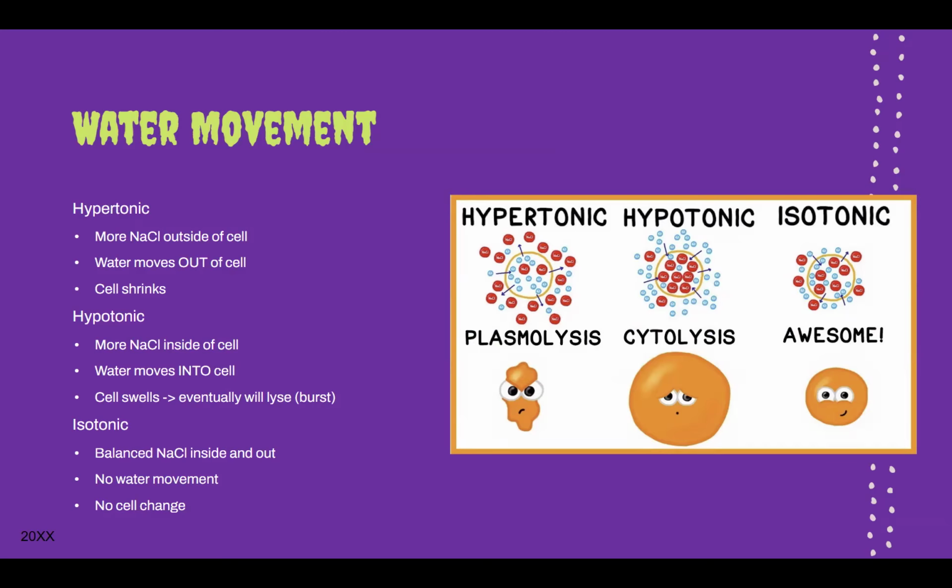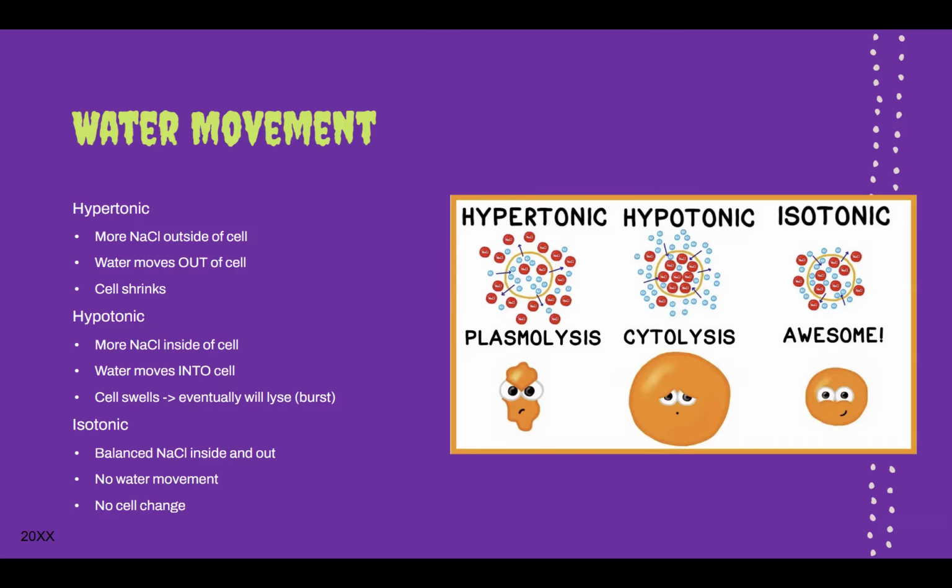So a hypertonic solution means that there's more salt outside of a cell than there is inside the cell. And so water inside the cell will leave the cell to try to balance itself out with the salt around it, and it causes the cell to shrink. A hypotonic solution means that the cell is more salty than the water around it. And so water will make its way into the cell to try to balance out the sodium concentration. And eventually the cell will swell up and it'll lyse or it'll burst.